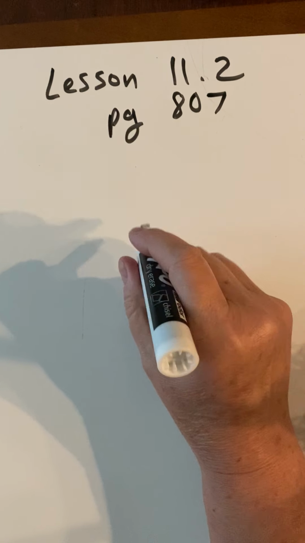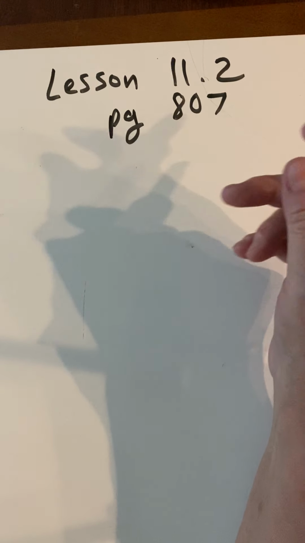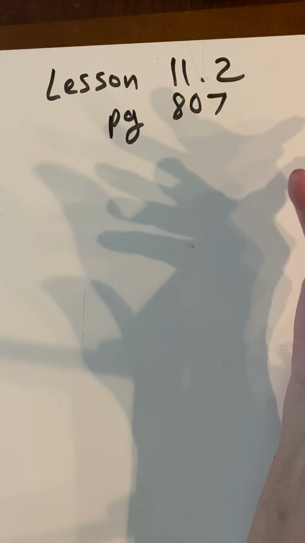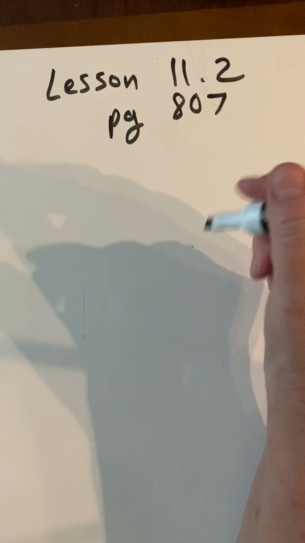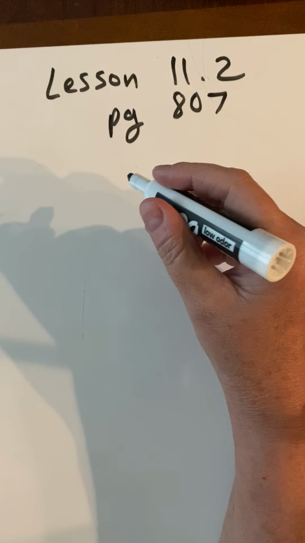We're going to be using customary units, which is sometimes called English units. It's the foot, the inch, the yard, the mile. These are not metric units. And you'll notice that they have some conversions there.